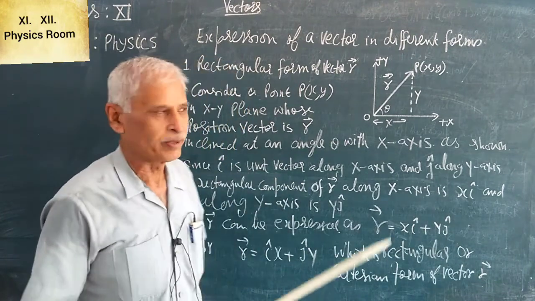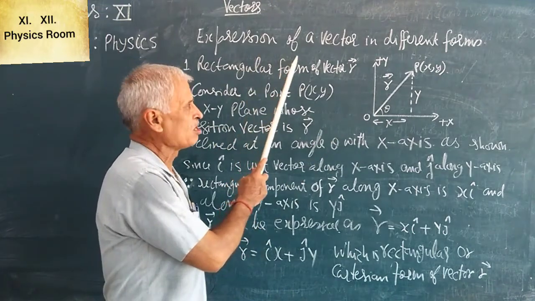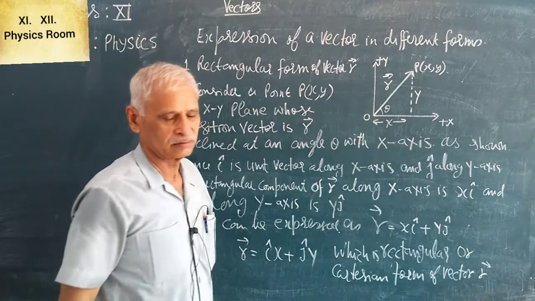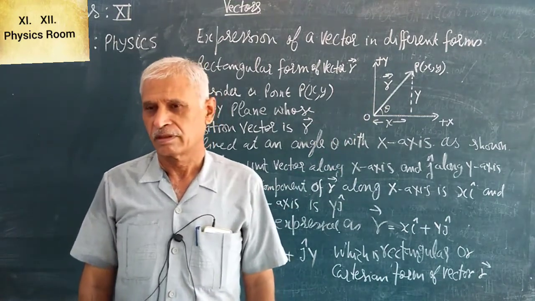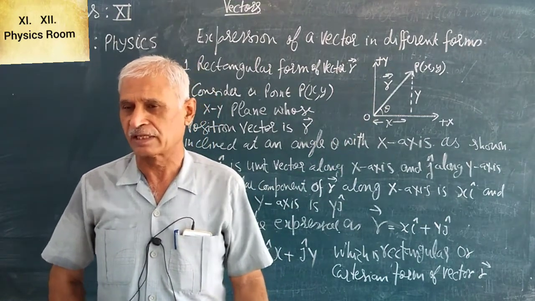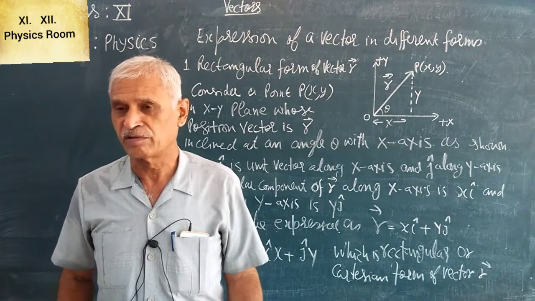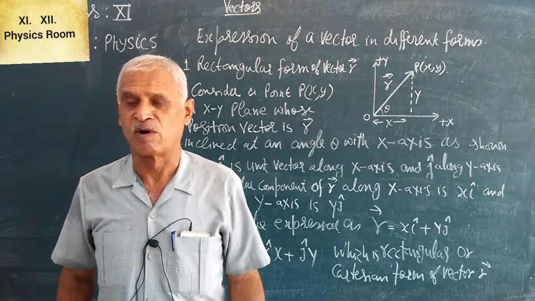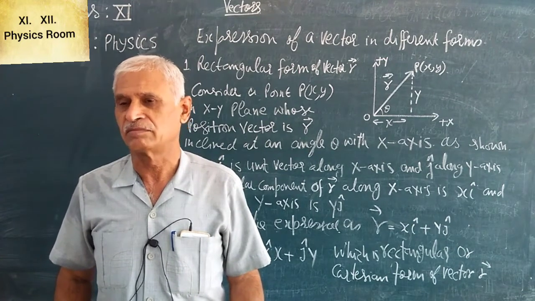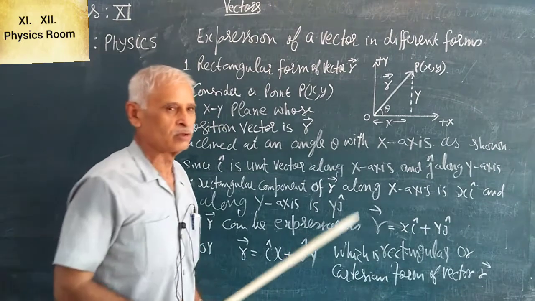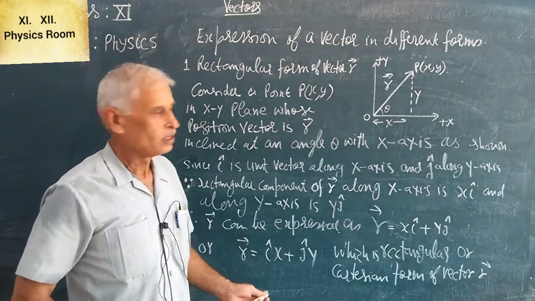Our today's topic is expression of a vector in different forms. We can express a vector in different forms like rectangular form, polar form, trigonometric form, and exponential form. So we have to take up one by one and we have to learn about these expressions.